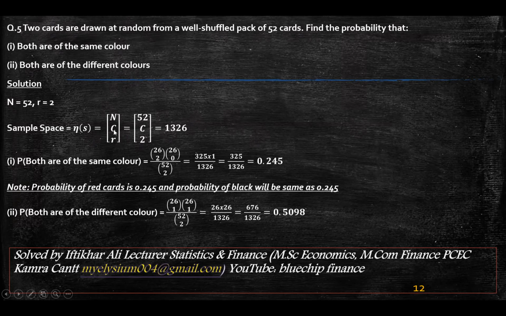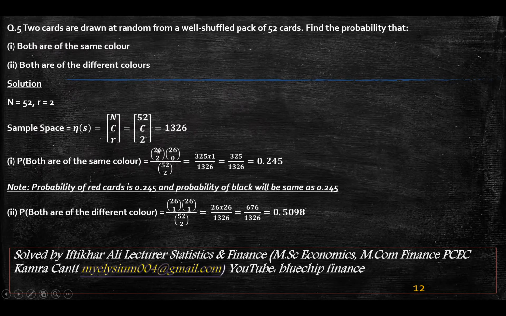Through an ordinary calculator or scientific calculator you can calculate combination very easily. So sample space will be 1326. After that, the second step of the question: what are the questions. First is both are of the same color. As you know, there are 26 red cards and 26 black cards, and we are drawing two cards, so the question is that both are of the same color.